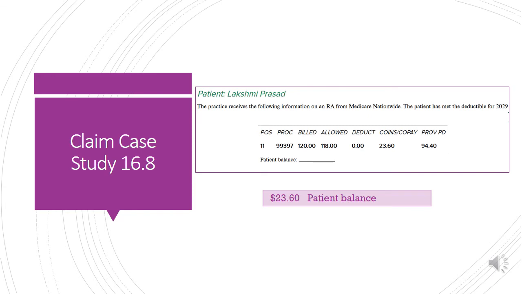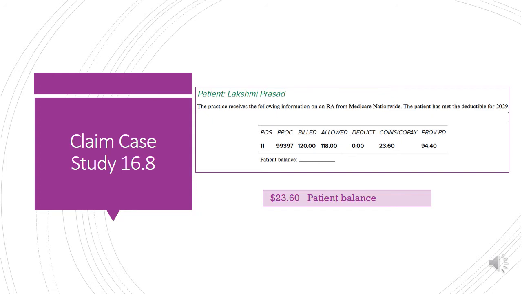16.8. The practice receives the following information on an RA from Medicare nationwide. The patient has met the deductible for the year. The important piece of information here is that the patient has met the deductible for the year. For procedure code 99397, the allowed amount is $118. There is no deductible due.